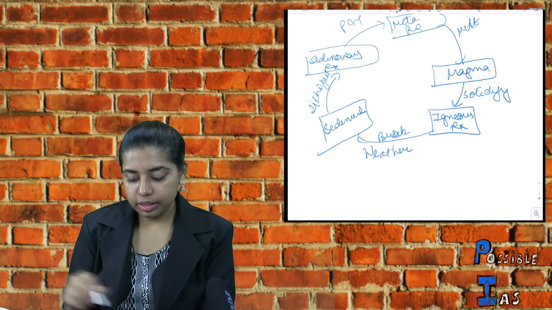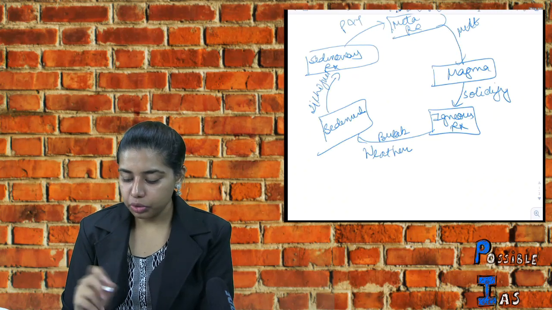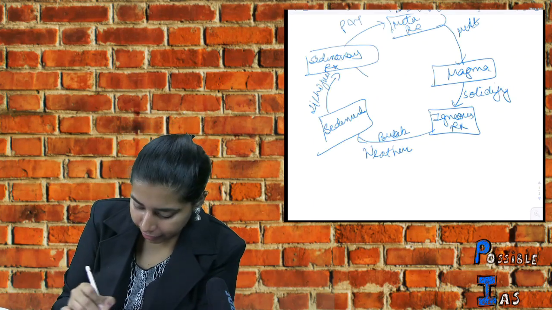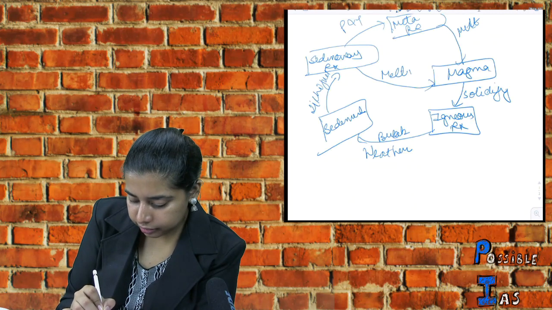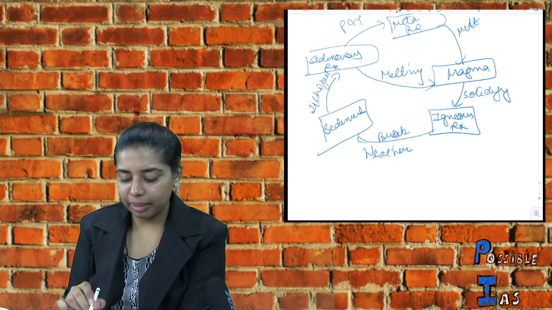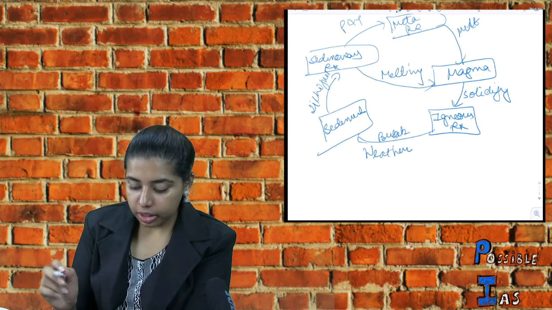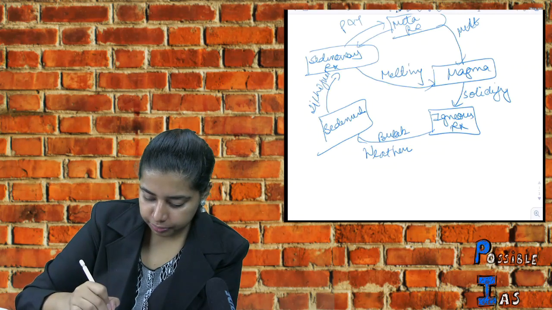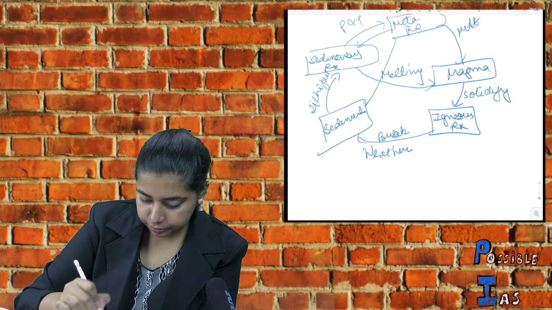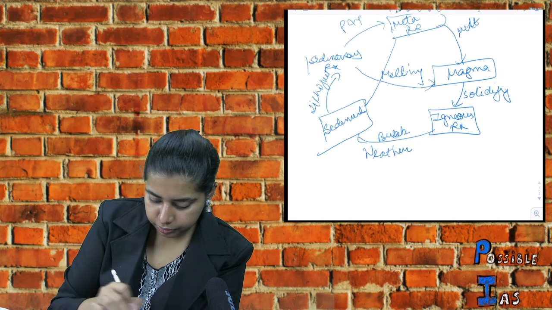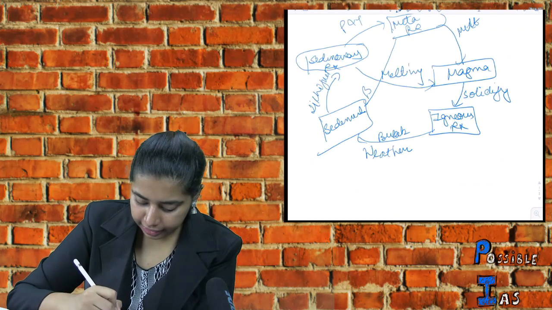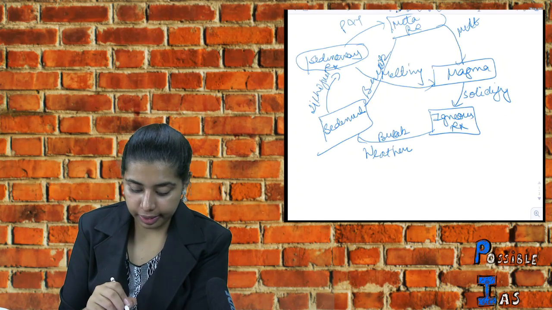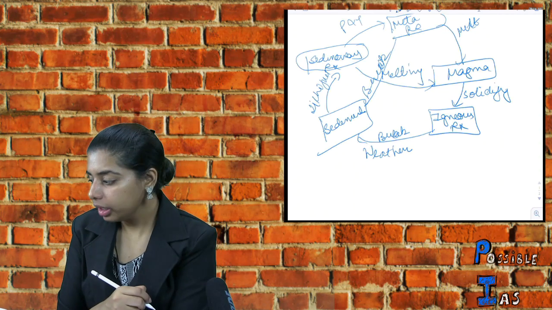Okay, so now this is one route to go about it. Then second route is that these sedimentary rocks can undergo melting and form magma. Okay, so from sedimentary you will have magma, and from magma you have igneous rocks. Okay, so now another thing that can happen is that these metamorphic rocks can break. If these break, they will form sediments.